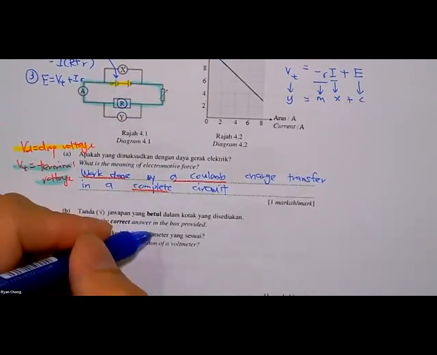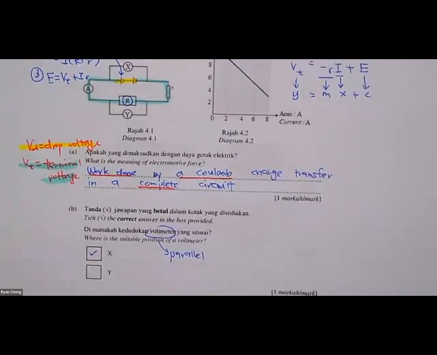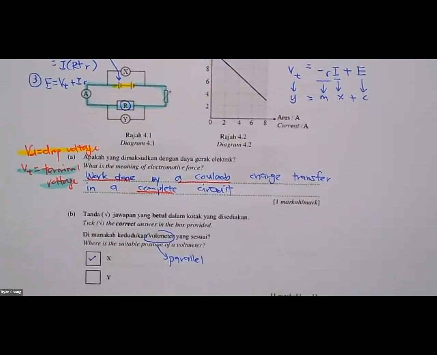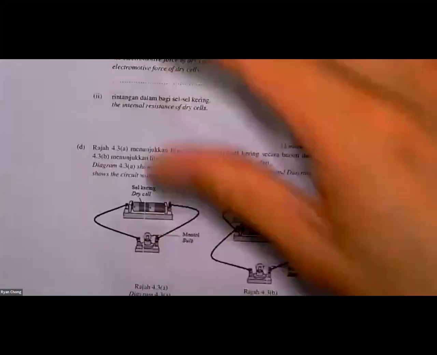And one more thing, the wattmeter must always be parallel. Parallel with anything. Parallel with the battery, parallel with the resistor, they're always parallel, right? If you want to get the current, it has to be in series. Okay, next page.